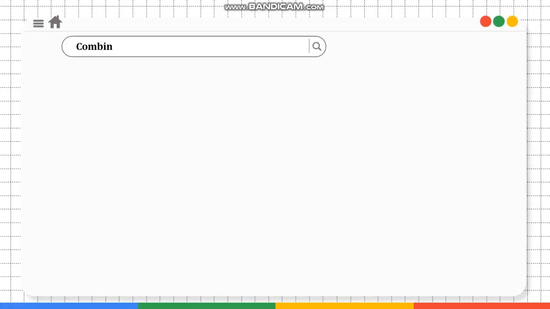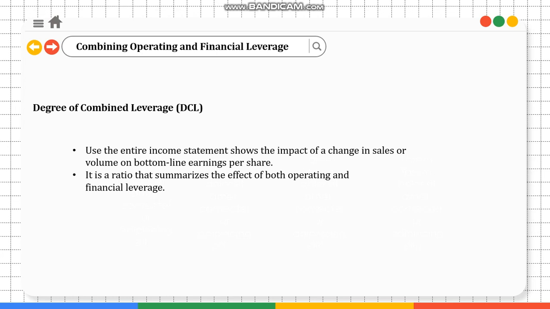Next is the combination of operating and financial leverage. The entire income statement shows the impact of a change in sales or volume on bottom line earnings per share. It is a ratio that summarizes the effect of both operating and financial leverage. So the degree of combined leverage summarizes the combined effect that the degree of operating leverage and degree of financial leverage have on earnings per share. Combined leverage, by the way, is also termed as total leverage or composite leverage.